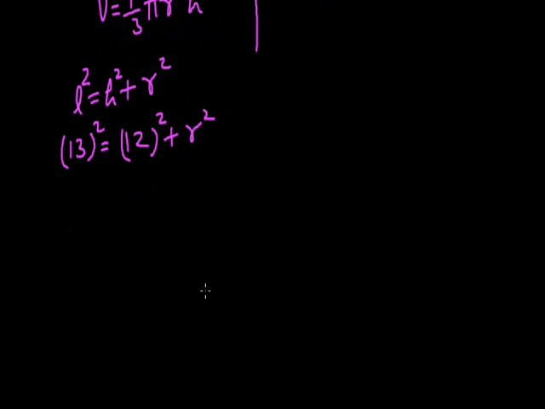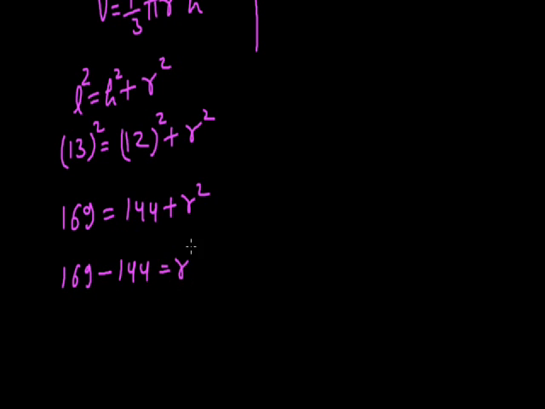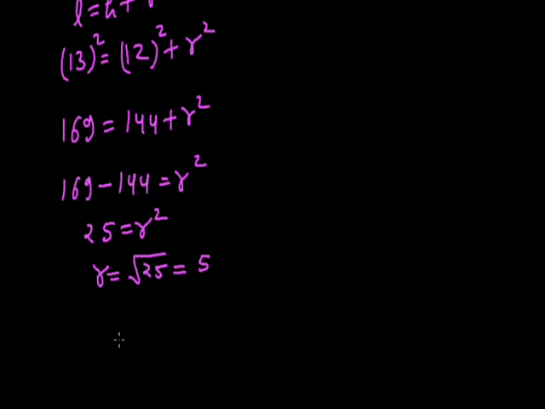So 13 square we know is 169, 12 square is 144, plus r square. Now we shift 144 to the left hand side, so it becomes 169 minus 144 equals r square. 169 minus 144, we get 25 equals r square. So the value of r is root 25, which is equal to 5. So the radius of the cone is 5 centimeter.